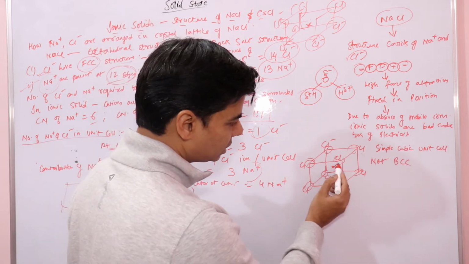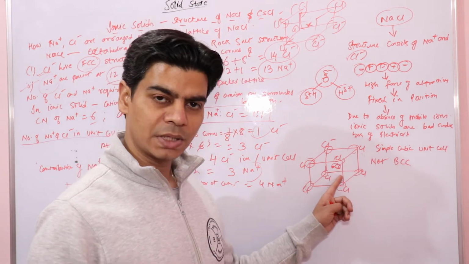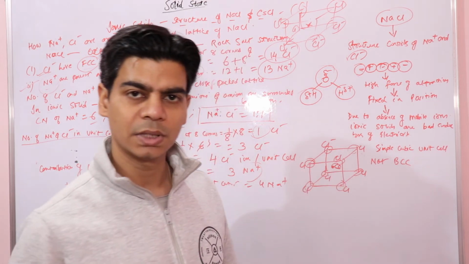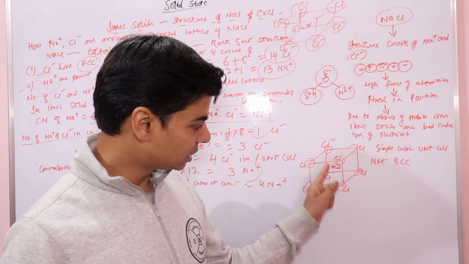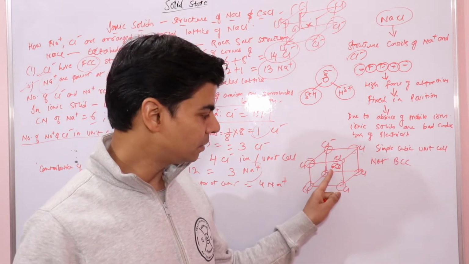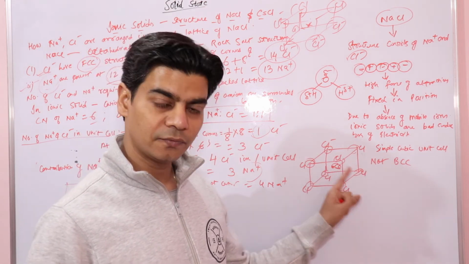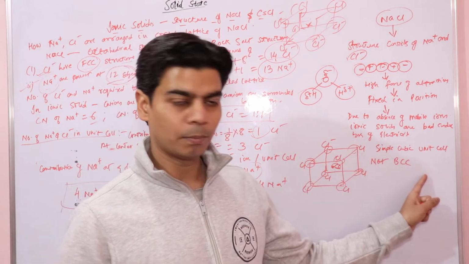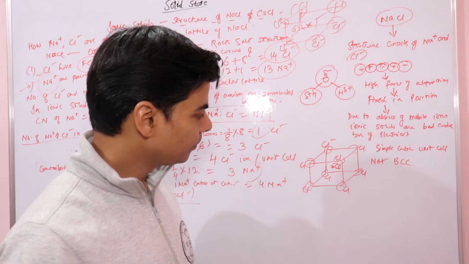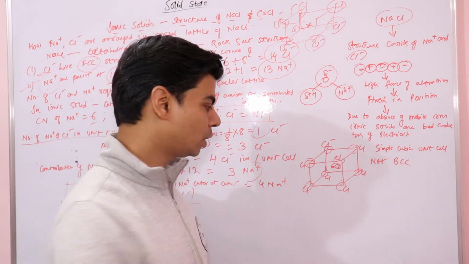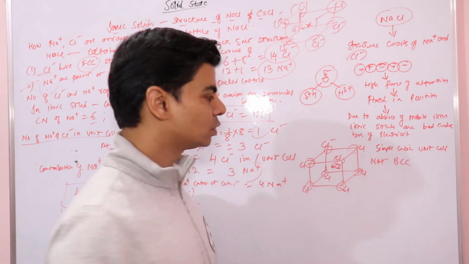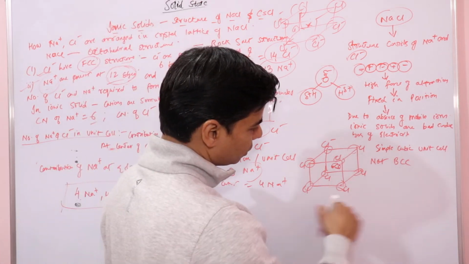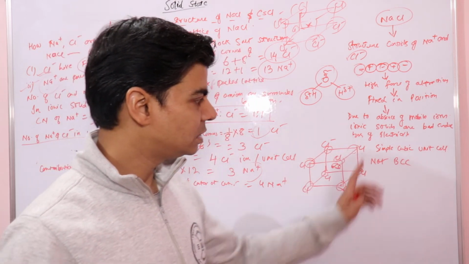And there's only one cation, which is cesium, present at the center. Since this particle at the center is not a chloride ion, the structure is not BCC. If it had been a chloride ion, then this structure would have been body centered cubic. But since the similar ions are present only at the corners of the cube, this is a simple cubic unit cell.